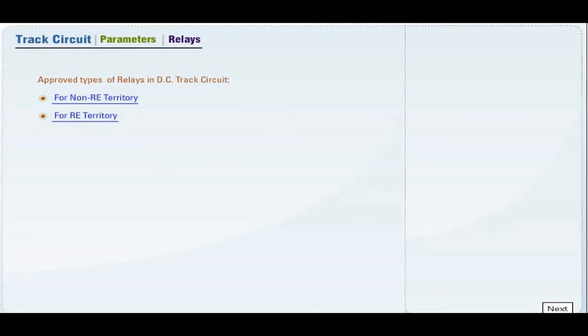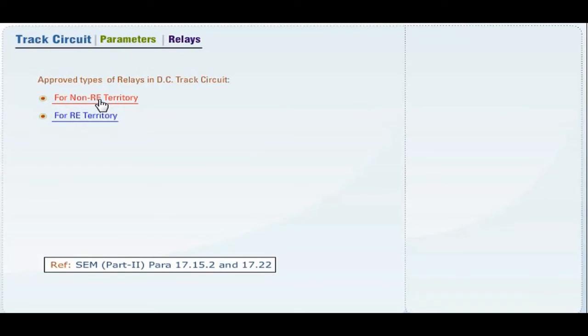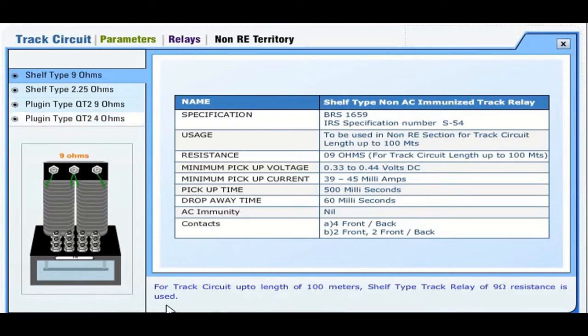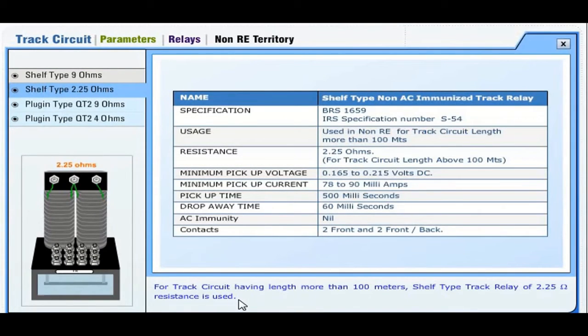Relays. For track circuit up to length of 100 meters, shelf type track relay of 9 ohm resistance is used. For track circuit having length more than 100 meters, shelf type track relay of 2.25 ohms resistance is used.